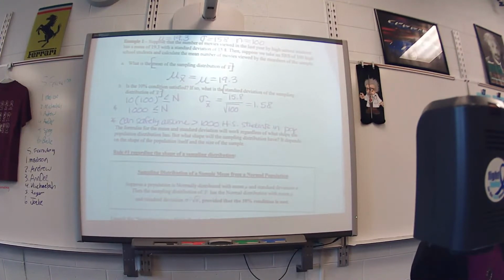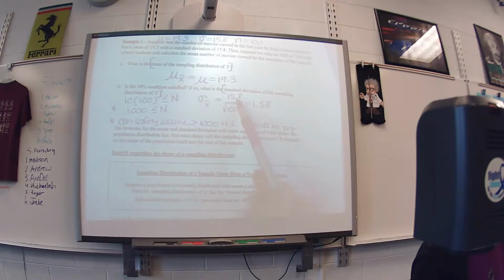I'm going to say it one more time. You understand that's actually in reverse of the way a statistician would typically do this? The statistician would do the sampling process and get this answer, and then they would multiply by the square root of 100 to come back to their estimate for the population standard deviation.